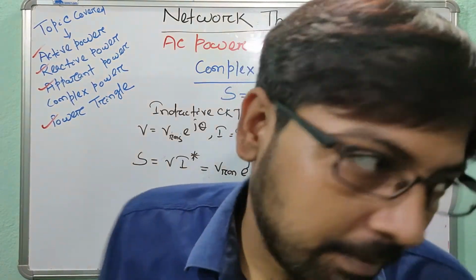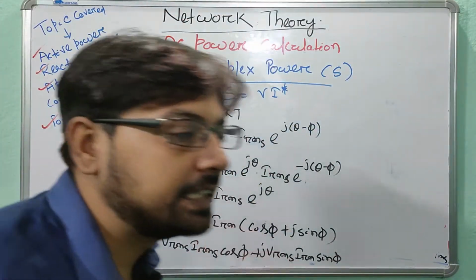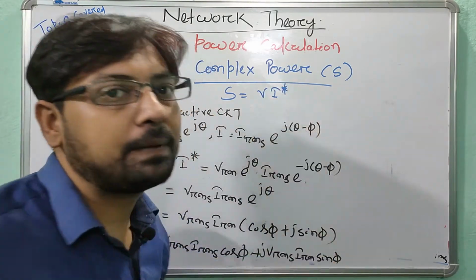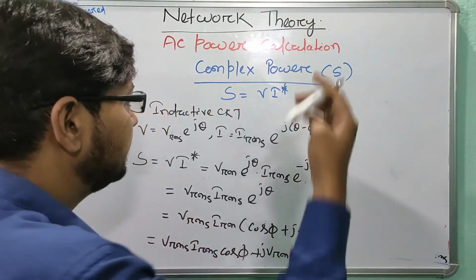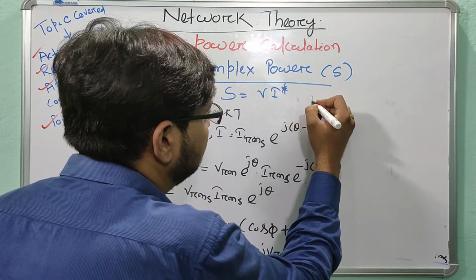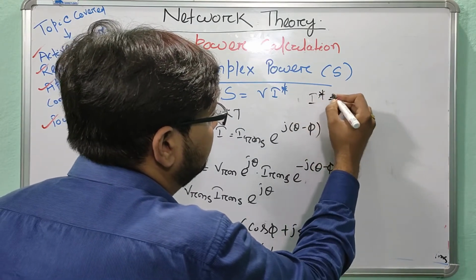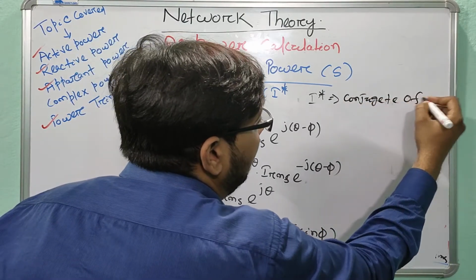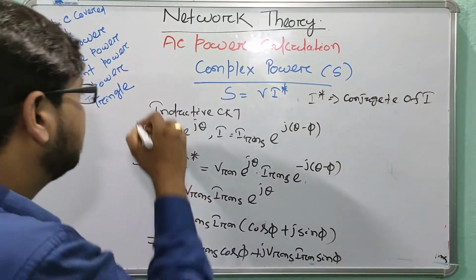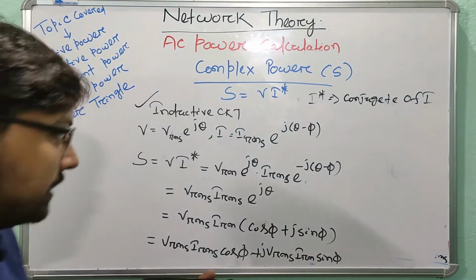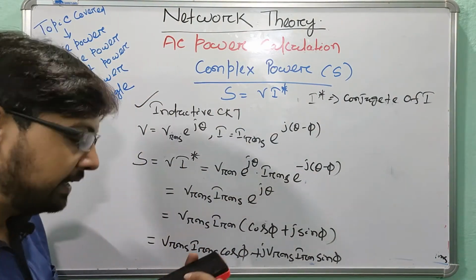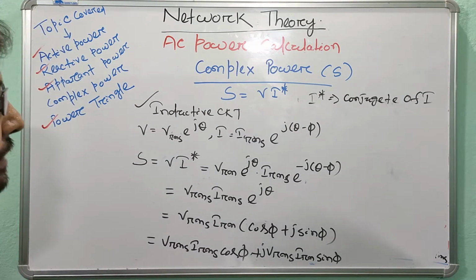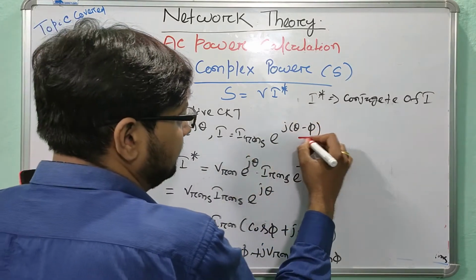Now for complex power, you get the active power, reactive power, and apparent power as the voltage and the conjugate of I, that is I star. What is my I star? The I star is the conjugate of I. So for that, let us take an inductive circuit. For an inductive circuit, you get V is equal to Vrms e to the power j theta, and I is equal to Irms e to the power j theta minus phi.